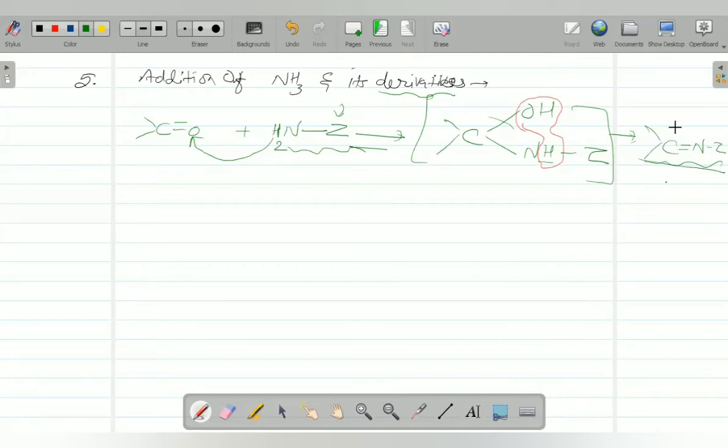Now this way you can write all the addition products of ammonia and its derivatives. I'll take one or two more examples. Suppose C double bond O reacts with NH2 and instead of Z I'll take R.